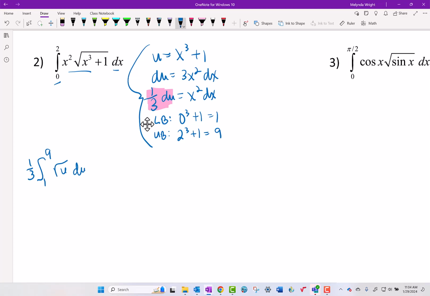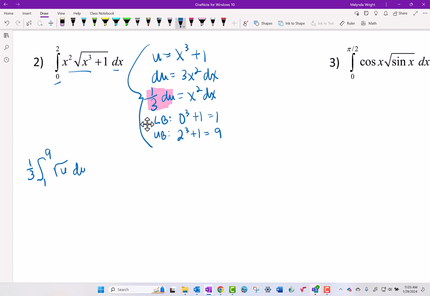Okay, so I just switched all of my bounds to u's, and all of my stuff is now in u. And I'm not going to go back, because that's way easier to work with than what we had. Okay, so let's work through that.